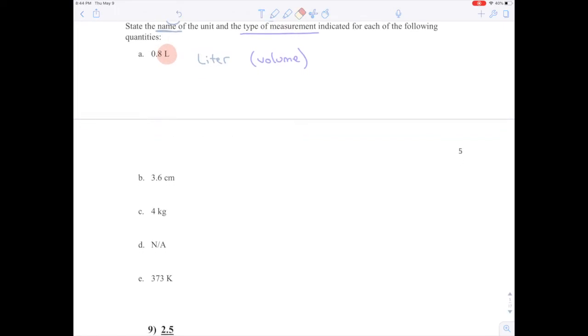For B, they give you cm. And cm stands for centimeters, and centimeters is giving you length. That's the type of measurement that it is. 1 centimeter is maybe about the size of the end of your pinky.